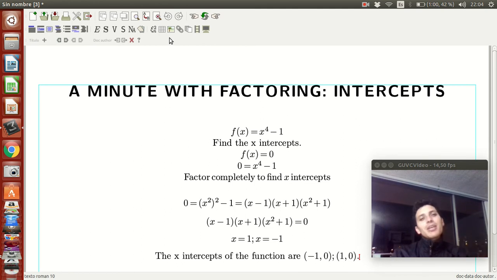I hope that you liked the video and that you got the information. Remember, using factoring is just following recipes. So if you don't understand how to apply factoring completely here, check videos about factoring completely and about how to apply the difference of squares formula.